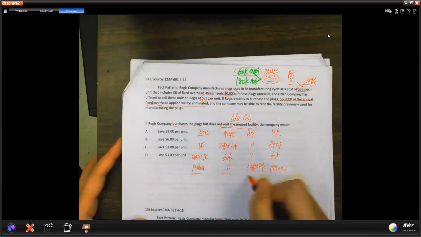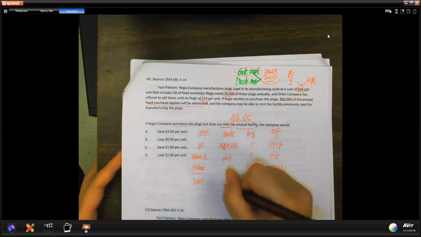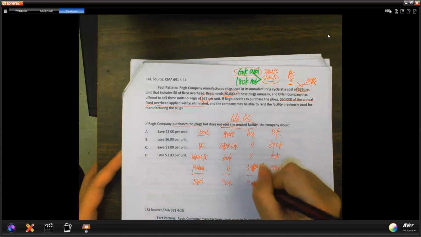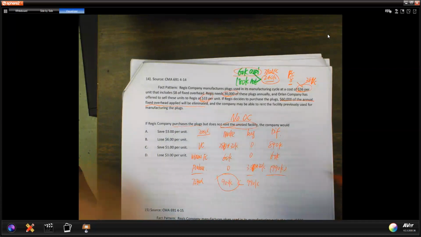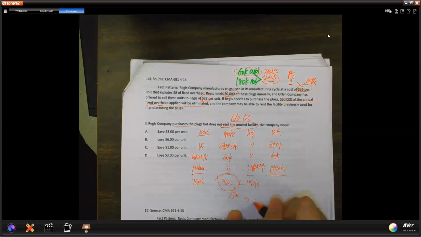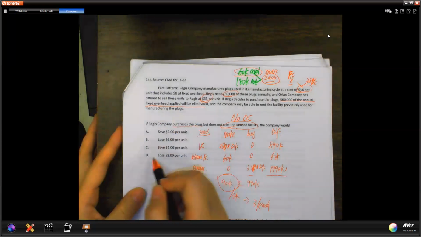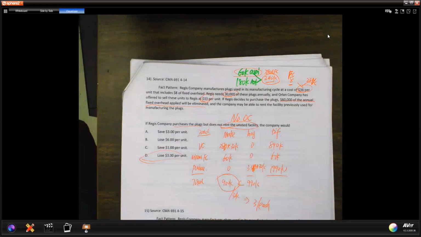And then we look at the total. Under make is 900,000. Under buy is 990,000. So our decision is make, because for each one you can save $3 if you make. But if the question said you buy, then you will lose $3 each. Okay, next one we continue.